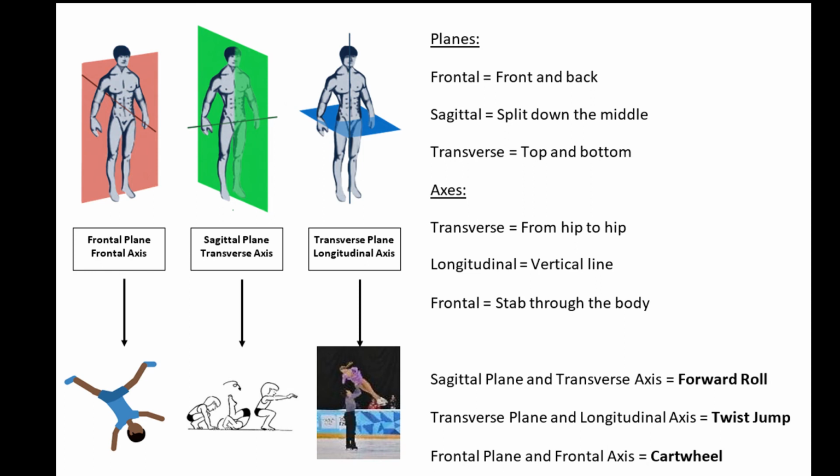So to recap, the frontal plane works with the frontal axis, and this results in a cartwheel. The sagittal plane works with the transverse axis, and this results in a forward roll or somersault. And the transverse plane works with the longitudinal axis, and this results in a twist jump.